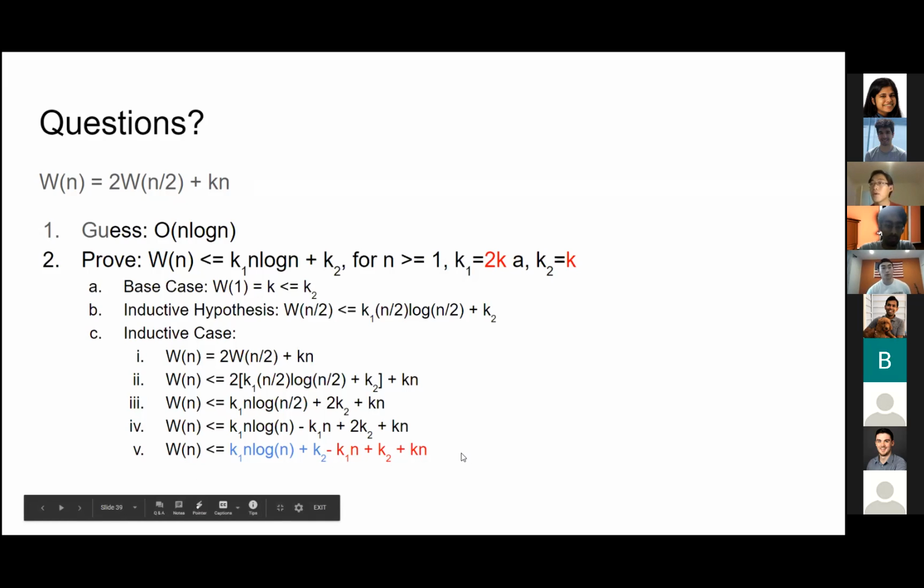Any other questions? Why does the red part have to be negative? Okay, so let's say that this red part is positive. Then we no longer know that Wn is upper bounded by k1 n log n plus k2, right? Because it could be k1 n log n plus k2 plus some really large number. So we don't know that it's smaller than k1 n log n plus k2 anymore. But if this red part is negative, then we know that Wn still has to be less than or equal to k1 n log n plus k2. So it's still O of n log n, right?